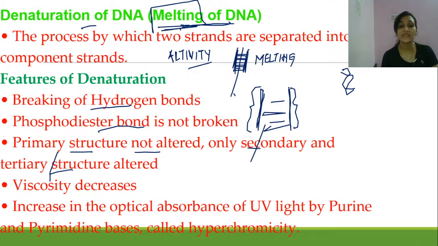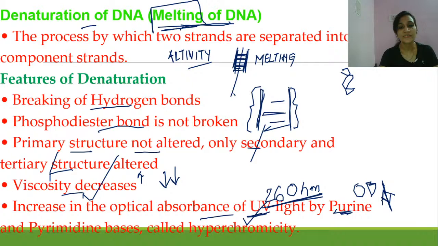So these are the features. Hydrogen bonds are broken down. Phosphodiester bonds are not broken down. They remain as it is. Thus, the primary structure is preserved. Only secondary and tertiary structure is broken down. Viscosity is decreased. Then optical absorbance increases. It starts absorbing more amount of light, because now purine and pyrimidine bases are available for absorbing lots of ultraviolet radiations.